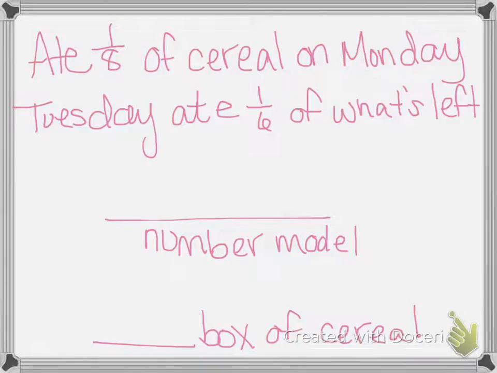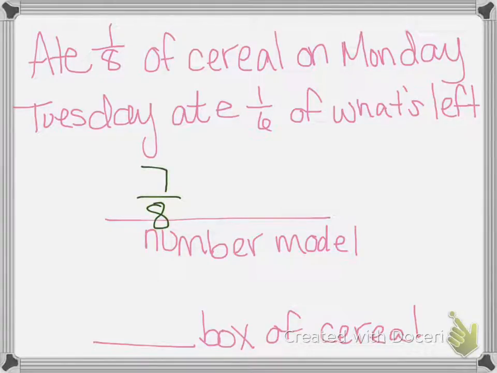Number 2 says on Monday morning, Elijah opened a box of cereal and ate 1/8 of its contents. On Tuesday, he ate 1/6 of what was left. How much did he eat on Tuesday? So if he had a whole box of cereal, that would be 8/8. He ate 1/8 of it, which means 7/8 of it was left.